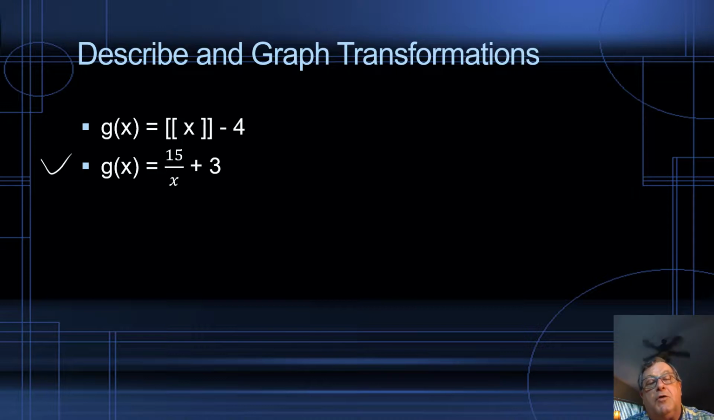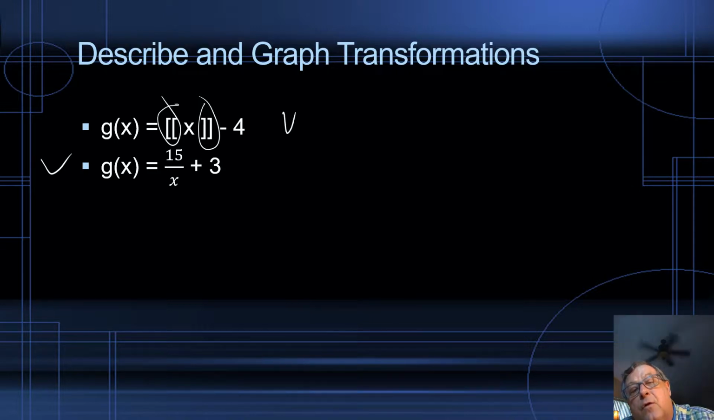And so in this first one, our parent function is the greatest integer function. We can determine that by these double brackets here. So it is a greatest integer or a step function. And we do have a translation. It's outside the grouping symbol, and it's -4. So this is a greatest integer function with a vertical shift down.